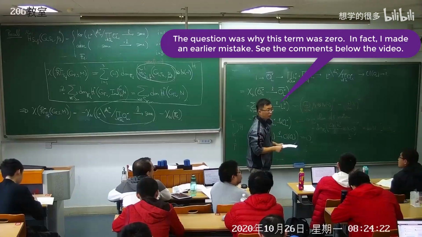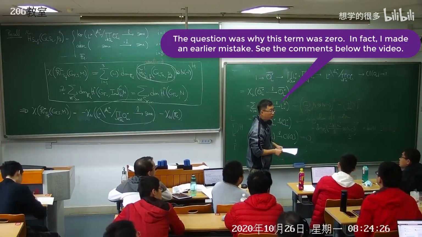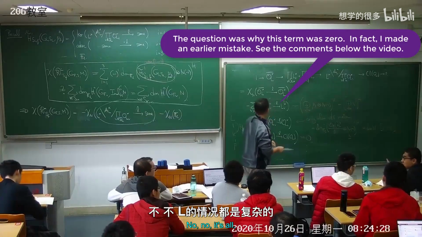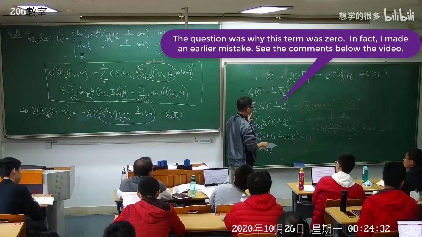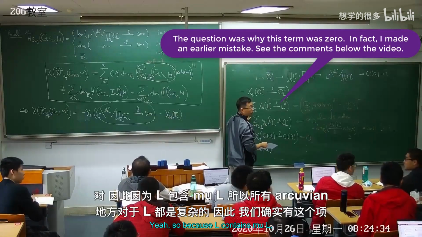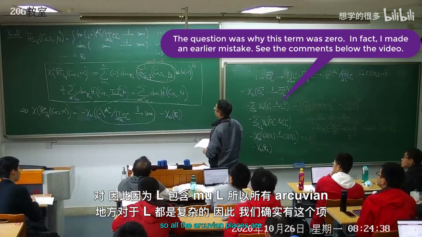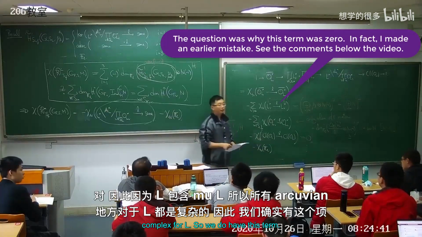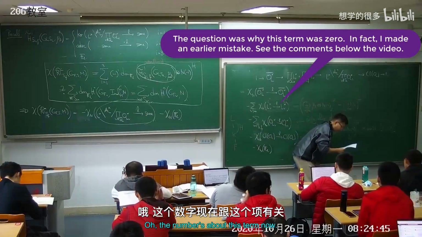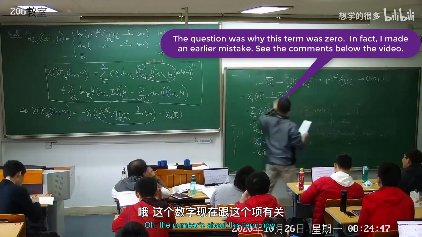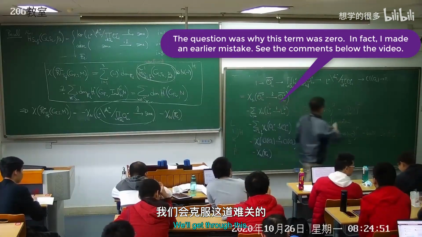What is it? But no. It's all like for L, it's all complex. Yeah. So because L contains mu L, so all the Archimedean places are complex for L. So we do have this term. Sorry, I miscomputed. I'm a little nervous about this term now. But let's see. We'll get through this.